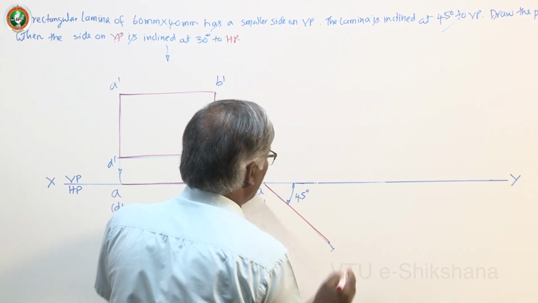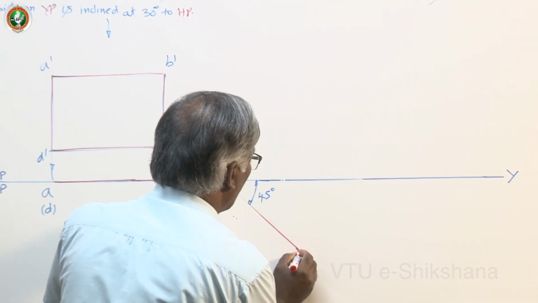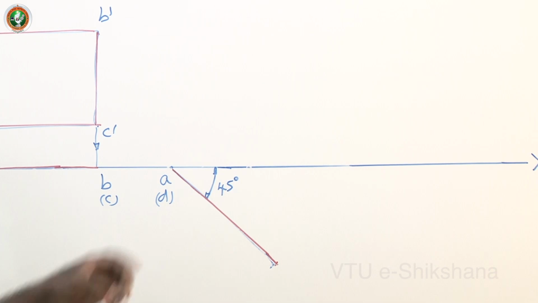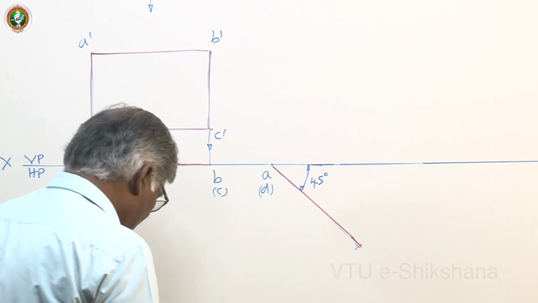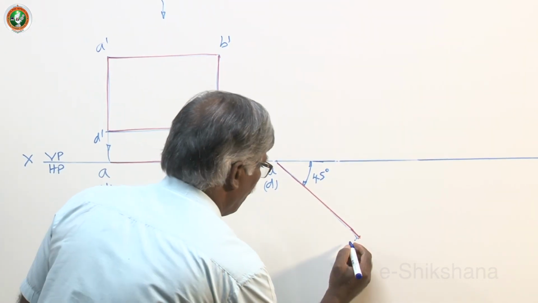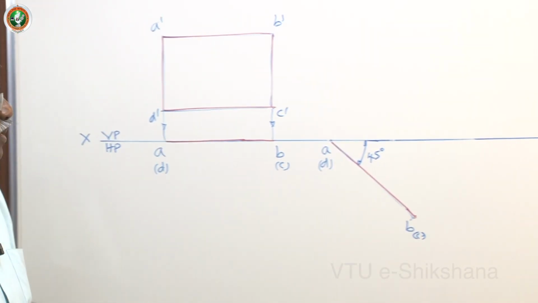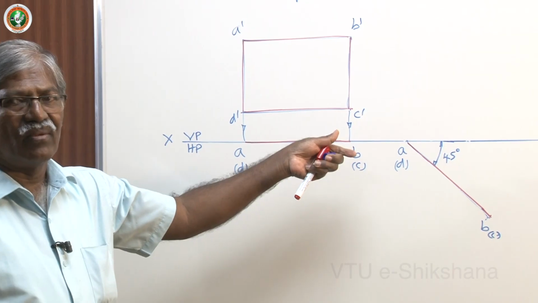This is actually the front top view when the lamina is inclined to VP. Now name these points B, C. How to get the front view?